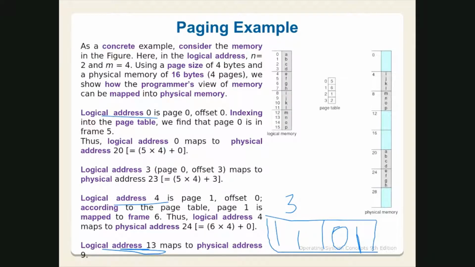Go to the page table. Do you have an entry for 3? Yes, there is an entry for 3. It contains the frame number. What is the frame number? 2. So multiply 2 with 4, you will get the physical address. So what do you get? 8. So this is the physical address 8. What is the offset? The offset is 0, 1.